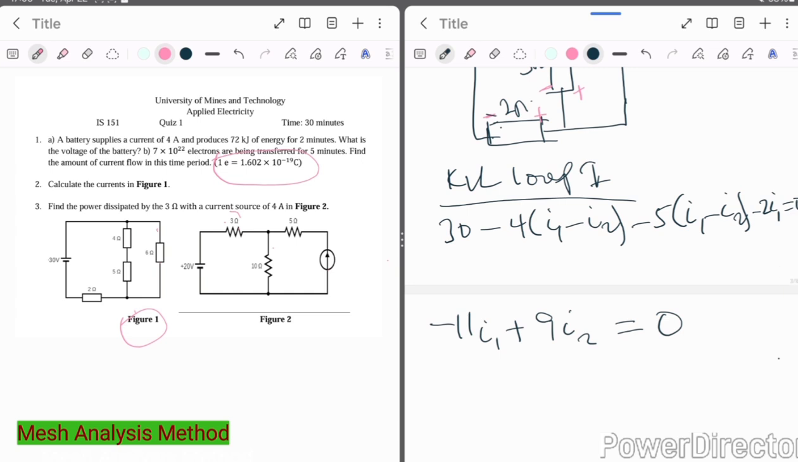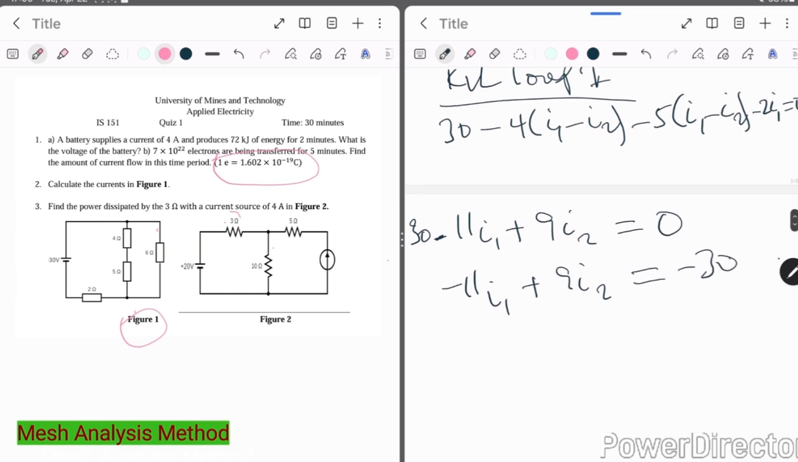Now, where's minus 30 here? You bring minus 30, so it will be minus 30 here. So we have this. Now we take this across the equal sign. That 30, you get minus 30 here. Now we label this as equation 1.